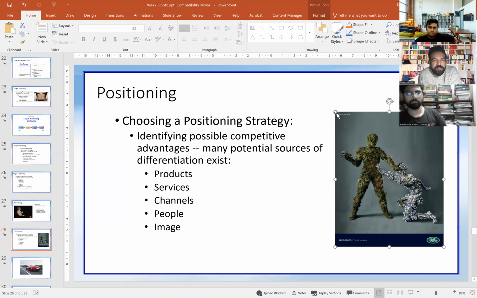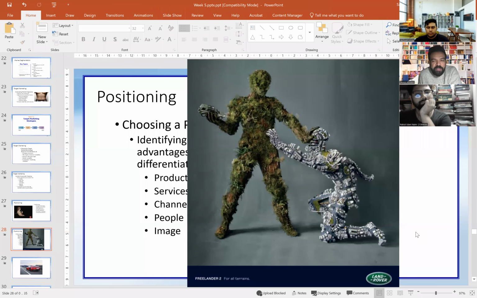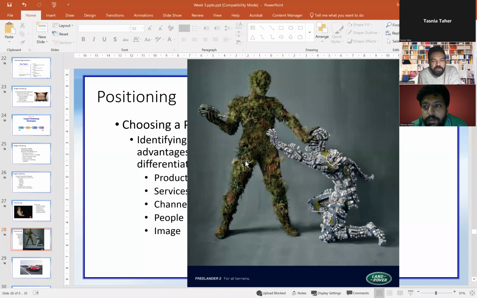Now, this is another image, I'll enlarge it, and tell me what this image stands for. Who can tell me? This is another brand, Land Rover. Eco-friendly technology. Yeah, very good one. That's what they're trying to say, that it's not only about being eco-friendly. It's like the Land Rover cars, they are so... Yeah, go ahead.